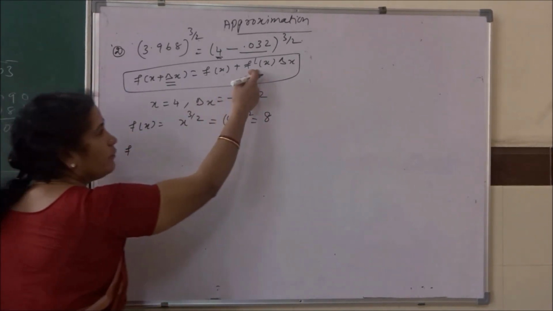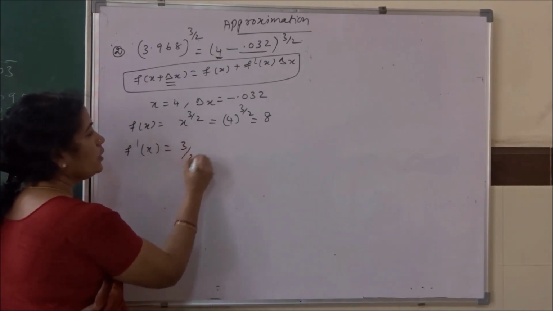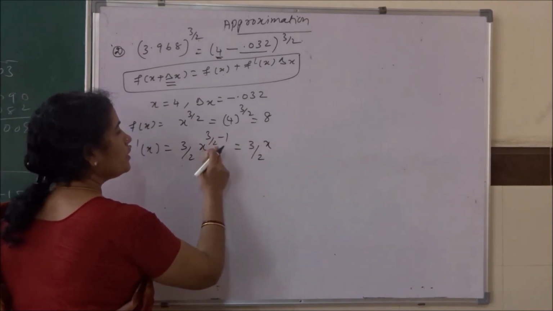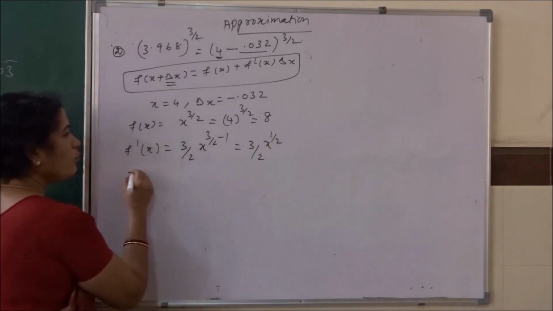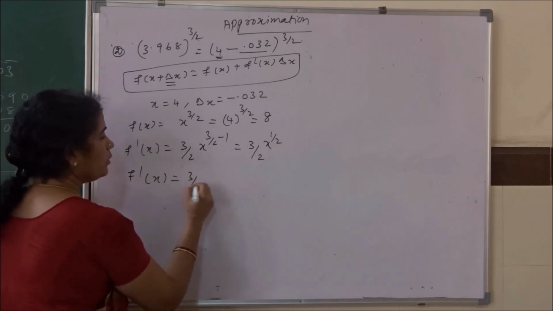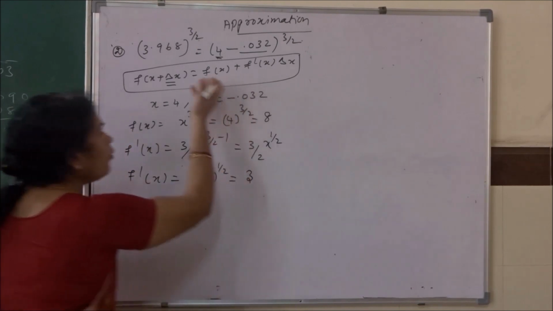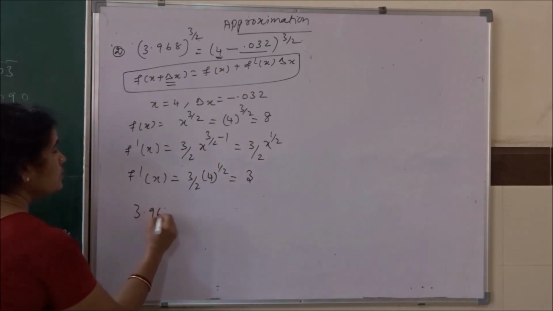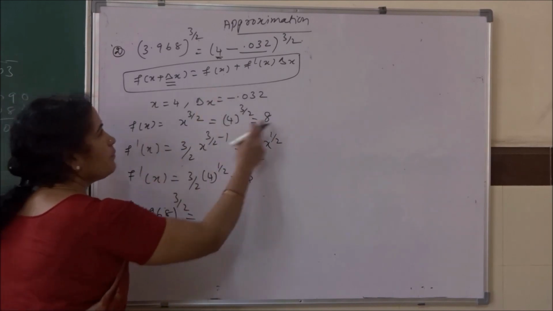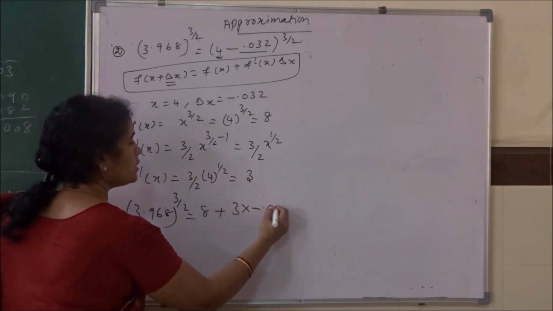Now as per the formula we require f dash of x. f dash of x is equal to, differentiating this, 3 by 2 into x power 3 by 2 minus 1, that is 3 by 2 x power 1 by 2. We have the value of x as 4, so f dash of x is 3 by 2 into 4 power 1 by 2, the 2 cancels, and that is equal to 3. Now let's check the question. Whole 9.968 whole power 3 by 2 is equal to what the formula says? F of x. What is f of x? 8 plus f dash of x, 3, into delta x, minus 0.032.